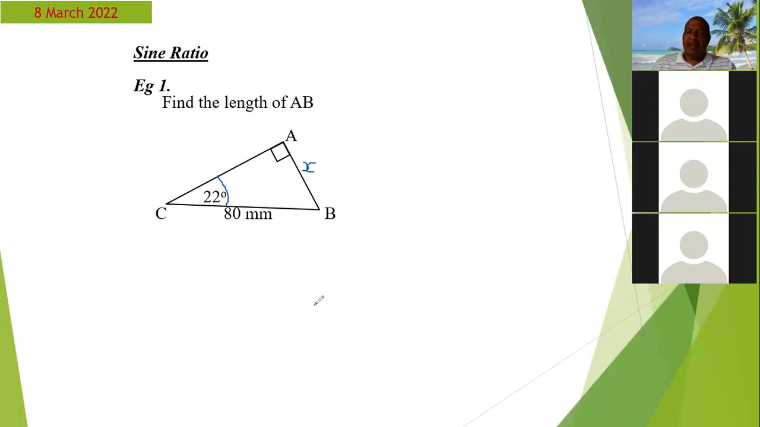Now the question is, which of the ratios can we use to calculate the side X? Now we already would have known that we are using the sine ratio. So what would you do in terms of finding X if you're given this question? What would you do? Anybody? What is your approach if you were asked to use a sine ratio to calculate the value of X?